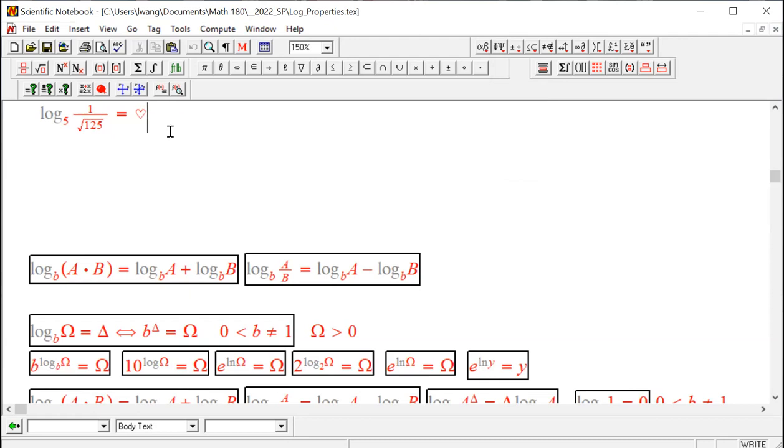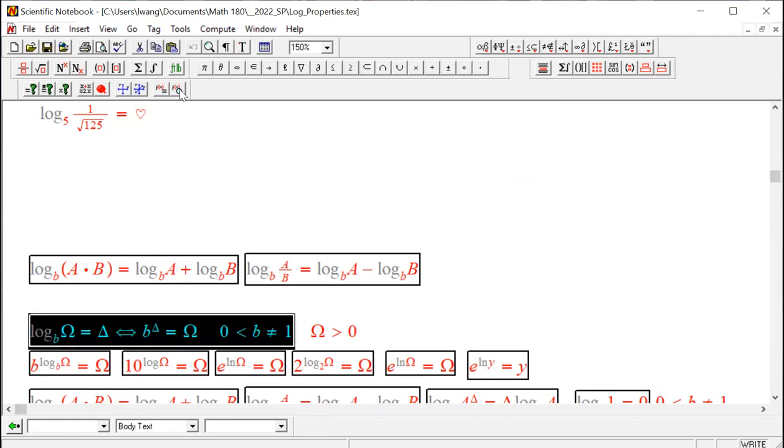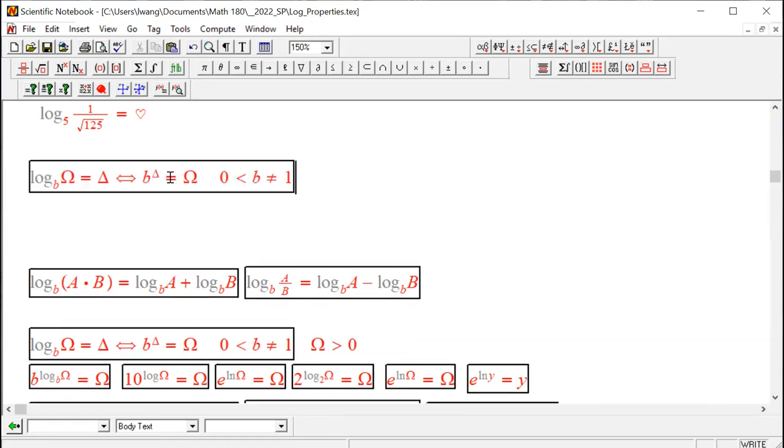Well, by definition, this is the definition. So what does this tell us? You can see base B, B is 5. Omega is this piece, and triangle is the heart. So on this side, it's going to be 5 to the power of the heart.